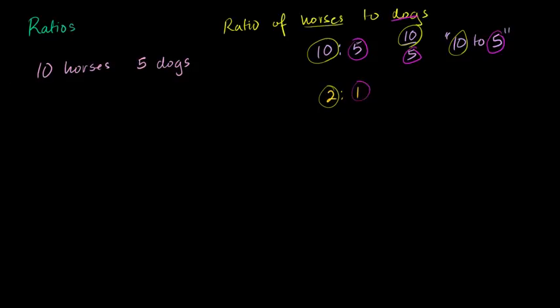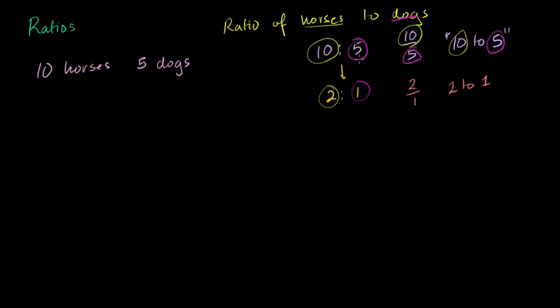But how do you get there? How do you get from 10 to 5 to 2 to 1? Well, you can think of what's the biggest number that divides into both of these numbers. What's their greatest common divisor? I have a whole video on that. The biggest number that divides into both of these is 5. So you divide both of them by 5, and you can get this ratio into a reduced form. And if I write it here, it would be the same thing as 2 to 1.